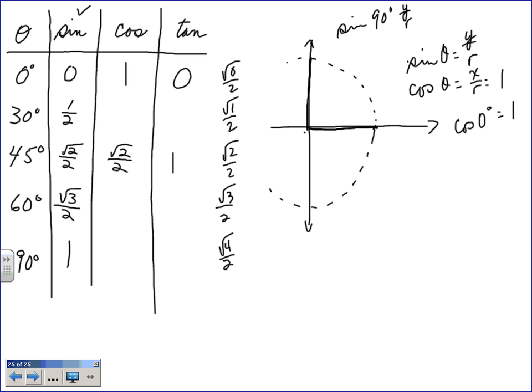And do you know that cosine, that pattern, is a reverse of sine? So cosine of 90 degrees is 0. Cosine of 60 is 1/2, same as sine of 30. And the cosine of 30 degrees is square root of 3 over 2.